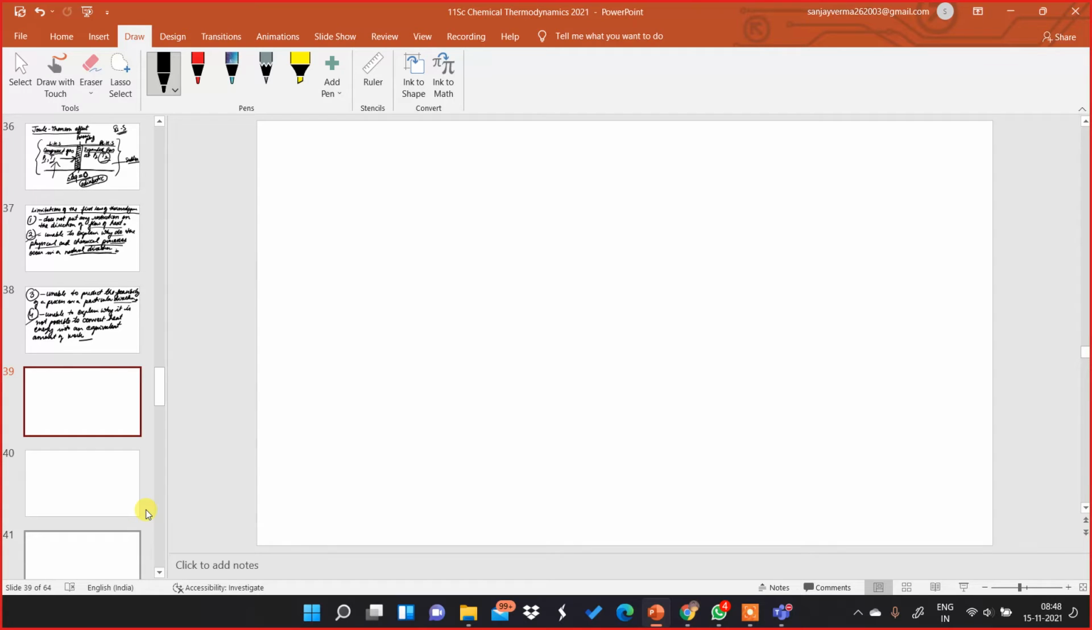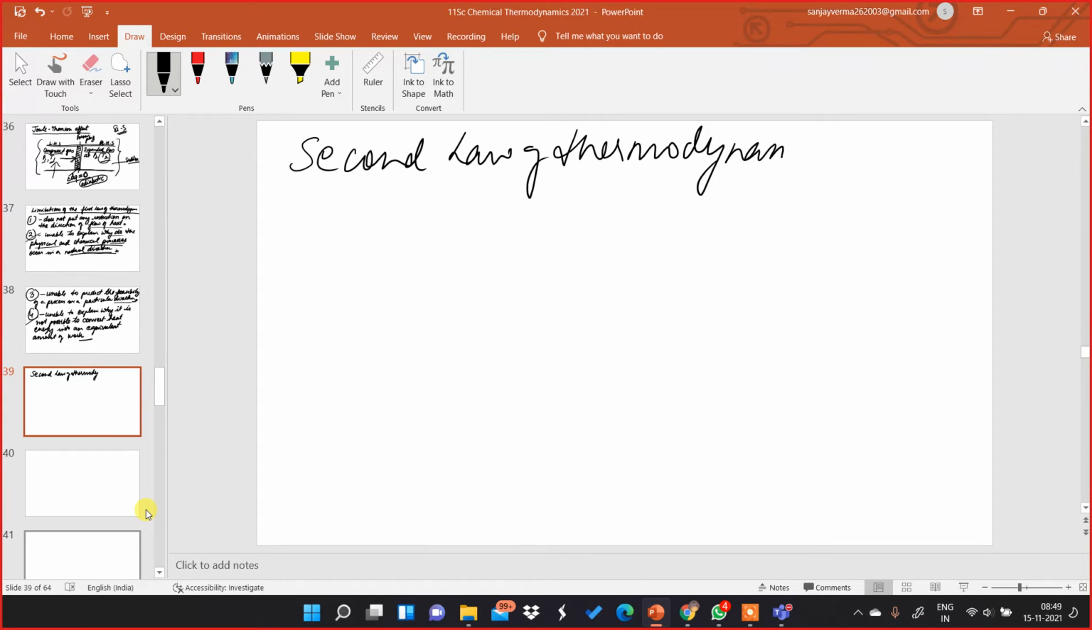So, because of the limitations of the first law of thermodynamics, we have the next law, called the second law of thermodynamics. Now, let us proceed further. Before going to the second law of thermodynamics, I feel it is necessary for all of us to understand some important terms which will be required again and again in this chapter.